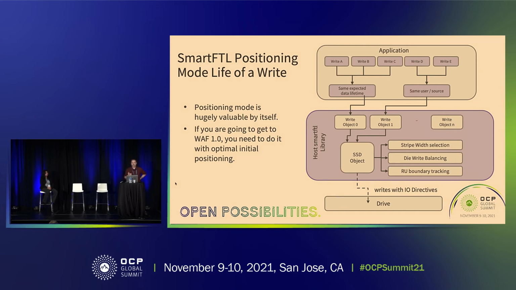If I have a certain subset of the data that doesn't need the same read-write performance characteristics, I can stripe more narrowly and get garbage collection and WAF benefits. So the application would group data based on its performance and its expected lifetime characteristics and write those through the various write objects. And then down in the SmartFTL library, it translates that into just normal NVMe writes, sends it down through SPDK, and tags them with the correct die and append points within the die.